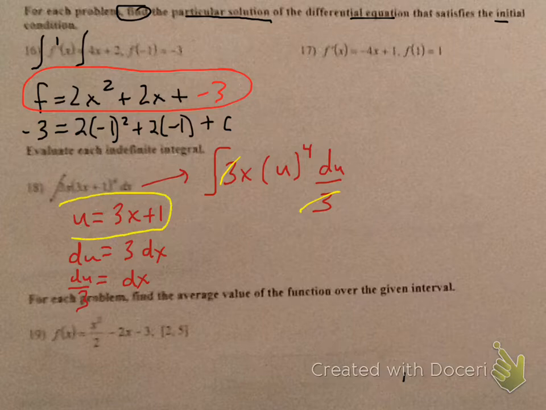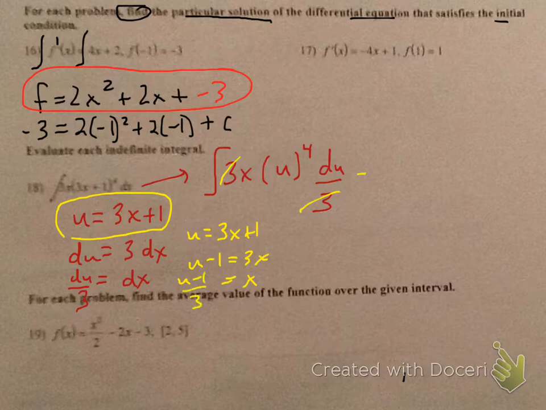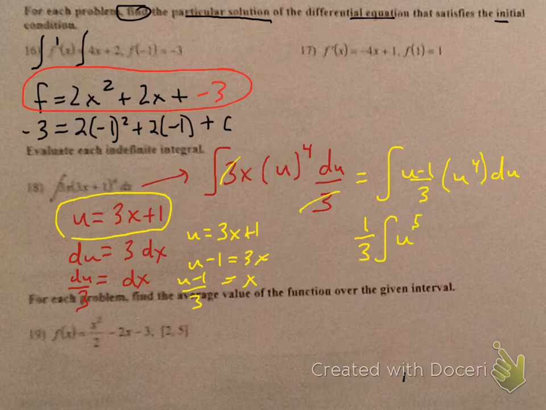So you go back to your original substitution equation and you solve that for x. So u equals 3x plus 1. That means u minus 1 equals 3x. X equals u minus 1 over 3. So my integral becomes u minus 1 over 3 times u to the fourth du. Now I have all u's I can integrate. I'm going to distribute the u to the fourth. I'm going to take out the 1/3 all in one step. So that would be u to the fifth minus u to the fourth du.